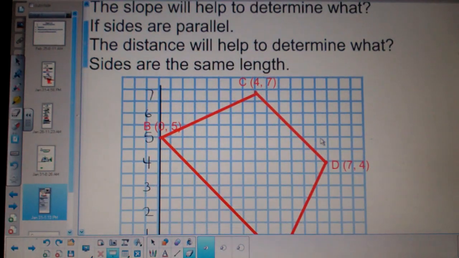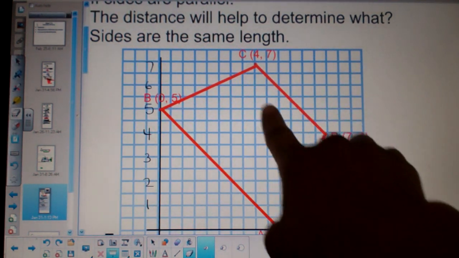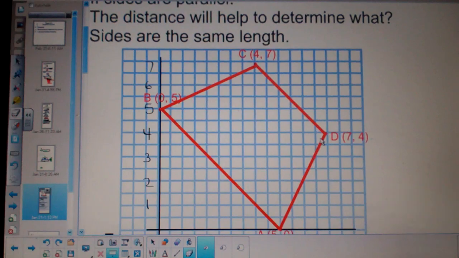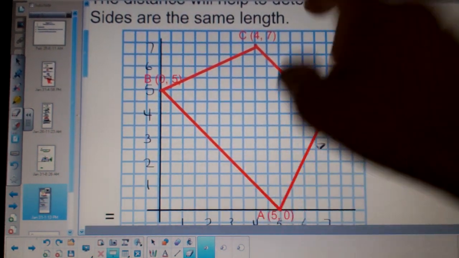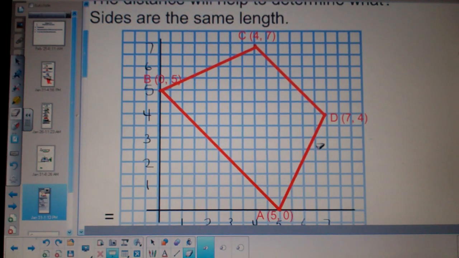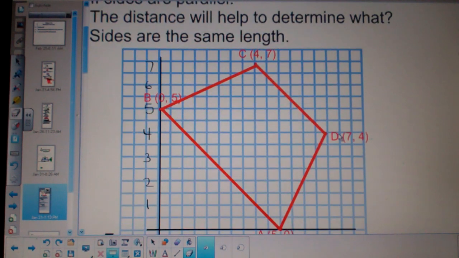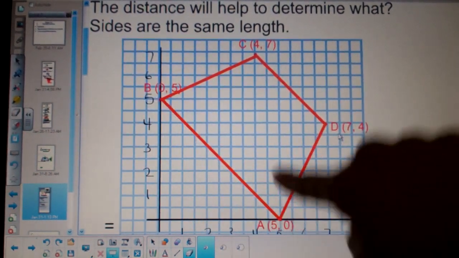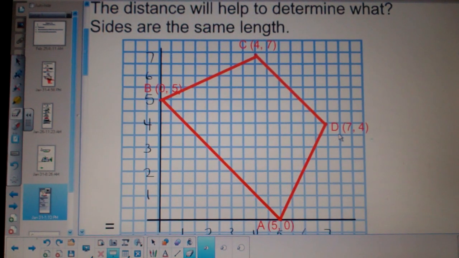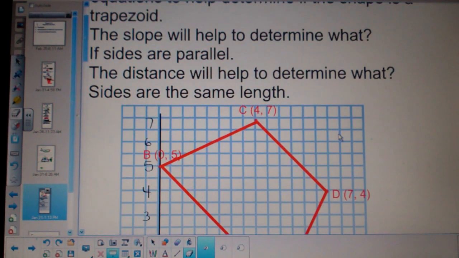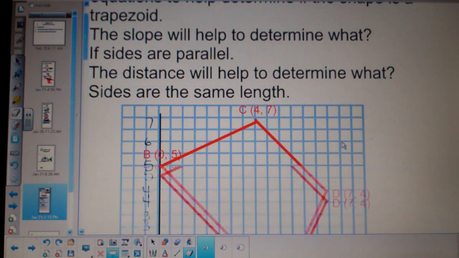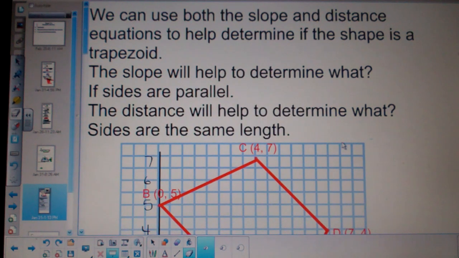First of all, going back old school, I can use the slope equation. And if the slope of CD is equal to the slope of BA, then I know that CD is parallel to BA. Okay? Again, I'm trying to find out if the slope of CD is the same slope as BA. If the two slopes are congruent, then that automatically means that CD will be parallel to BA. And I'm going to move this up just so you can copy it for a second.